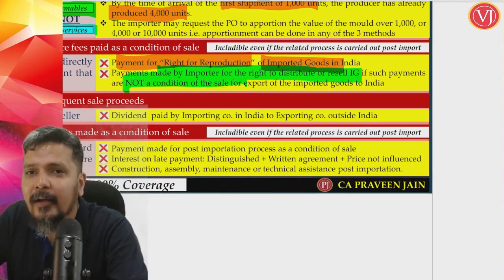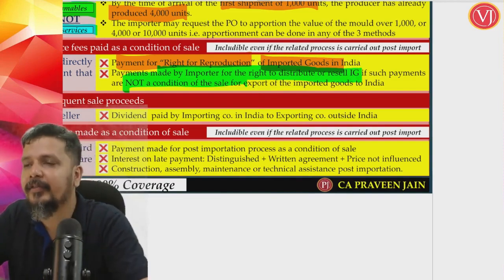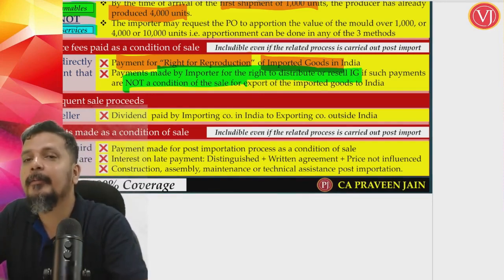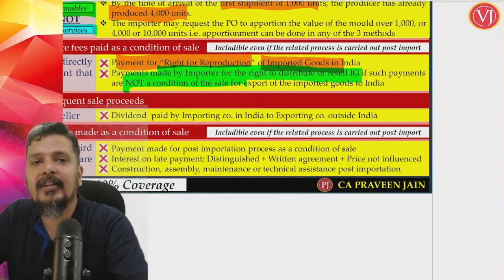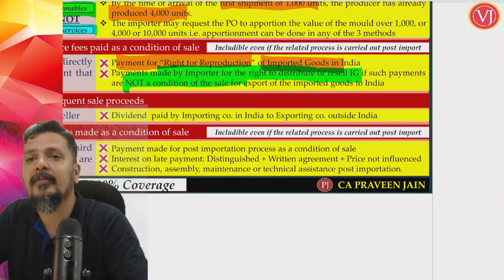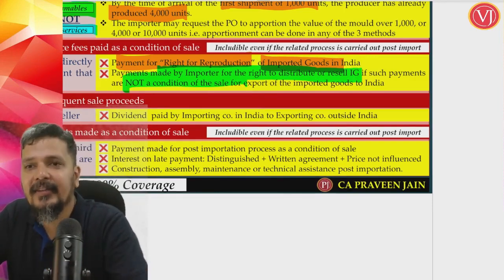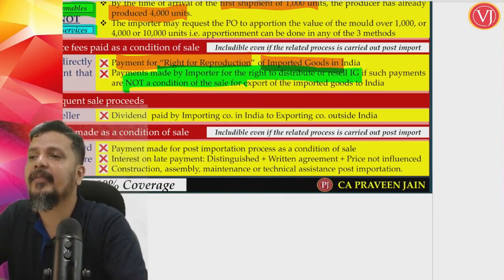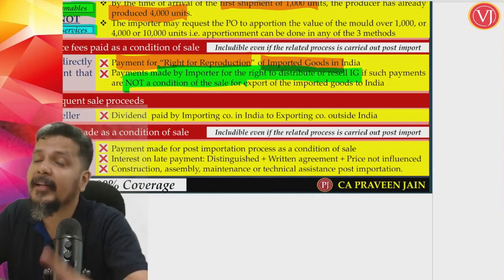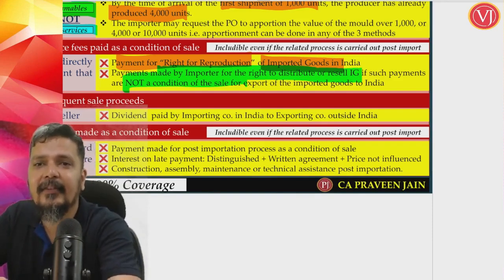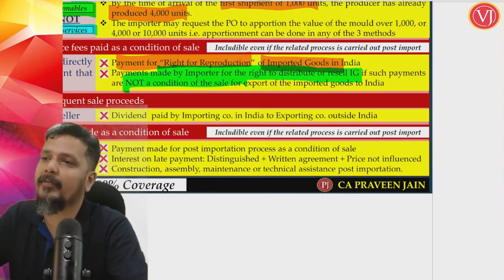No. Why? That was not part of condition of sale. Don't worry. This 50 lakhs will attract IGST, import of services. If you recall your GST provisions, royalty and license fees that are included in customs is exempted from GST. That 1 crore is exempted from GST. The 50 lakhs royalty, the second royalty, which is not included in customs, is not exempted in GST, that will attract IGST, import of services.